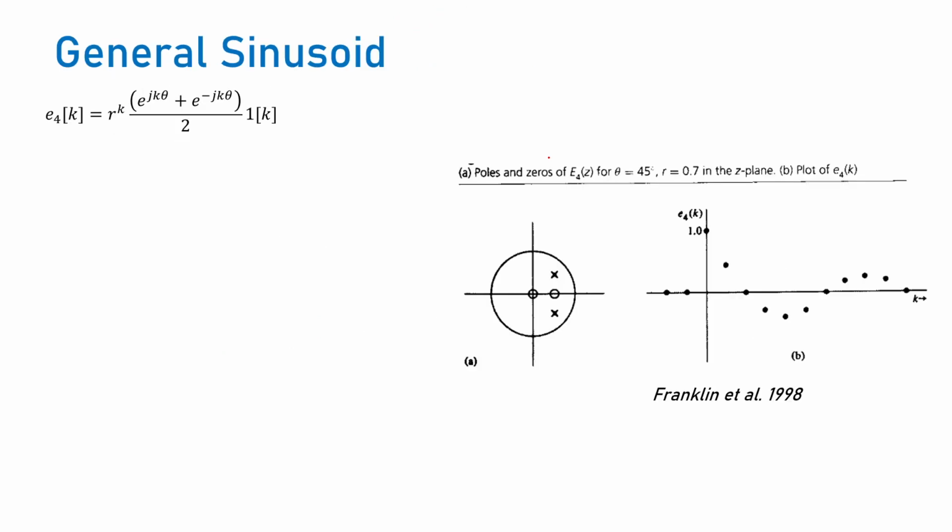And the last one, the general sinusoid. Here e_k equals, if you look at this carefully, this term is just cosine, right? This term is just cosine k theta, right? So you have the exponent here as the amplitude of the cosine itself. Okay.